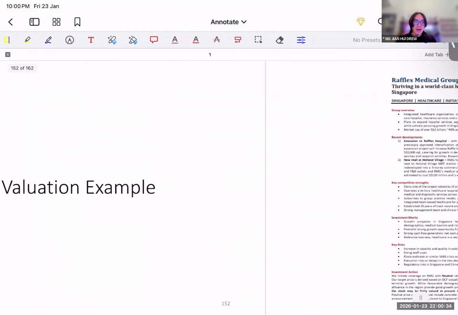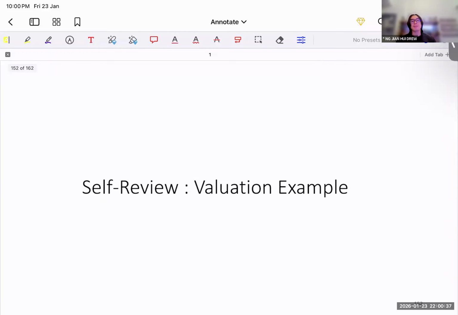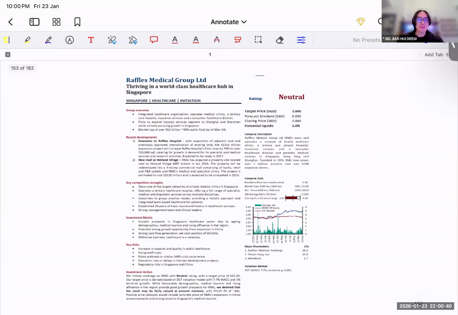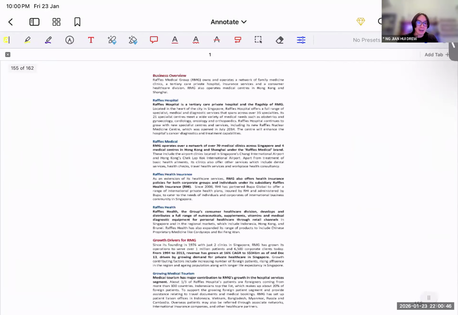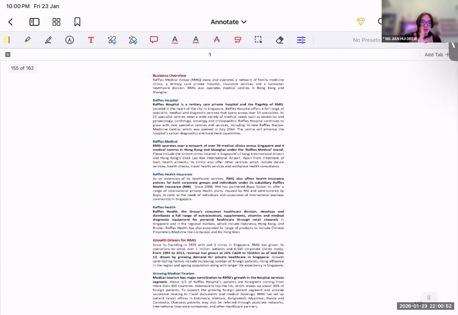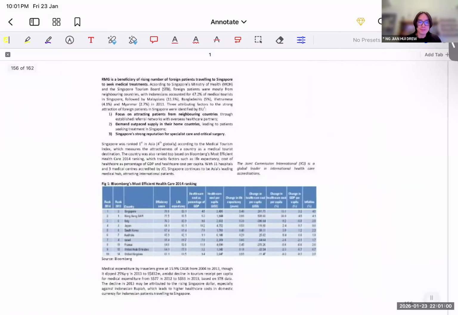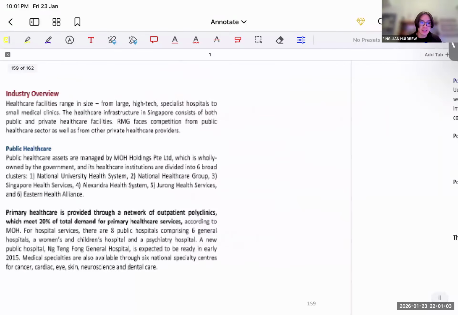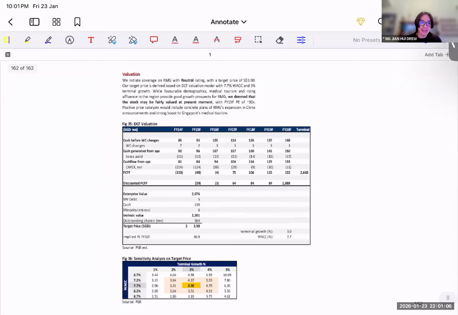One more thing I want to highlight is that there's a self-review example for valuation on Raffles Medical Limited. You can have a look at this. It's rather interesting. I think it's a good way to analyze a company. We might not have covered all aspects of this, but you can focus on the more qualitative side: business overview, industry analysis of the company. So it is more a qualitative kind of analysis. The valuation part, we can leave it to lecture 2. And after that, you can go through it.